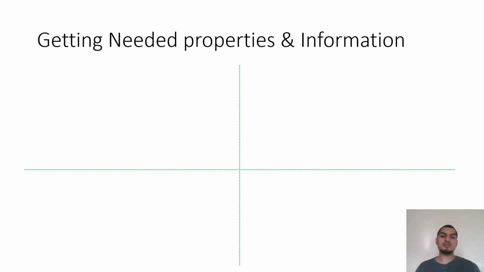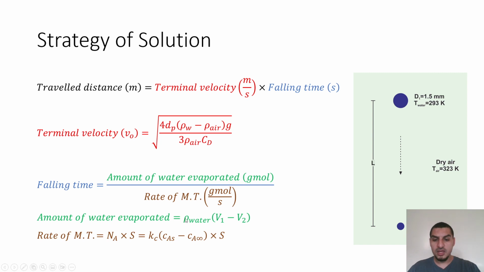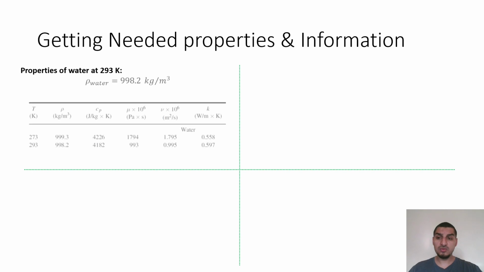So just to make it simple for us, we will go through the properties one by one. First we will get the properties of water at 293, which is the temperature of water. We need the density of water. As you remember, in this slide we have the density of liquid water. This is liquid water, it's not vapor, because this is the water I started with, the amount of water I started with, and the amount of water I ended up with.